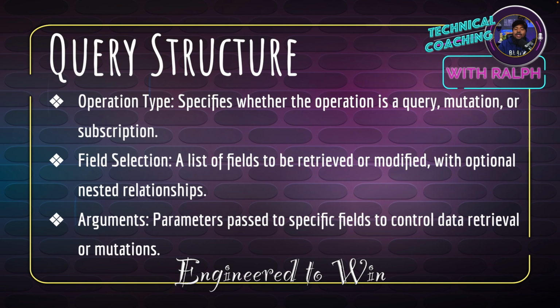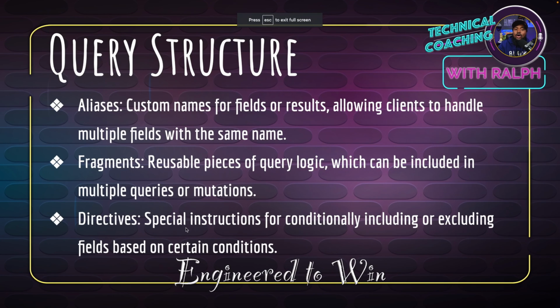So query structure. The query structure contains operation type, which specifies whether the operation is a query, mutation, or a subscription. The field selection, a list of fields to be retrieved or modified with optional nested relationships. Arguments, parameters passed to specific fields to control data retrieval or mutations. The query structure also contains aliases, custom names for fields or results, allowing clients to handle multiple fields with the same name. It also contains fragments, reusable pieces of query logic, which can be included in multiple queries or mutations, and directives, special instructions for conditionally including or excluding fields based on certain conditions.